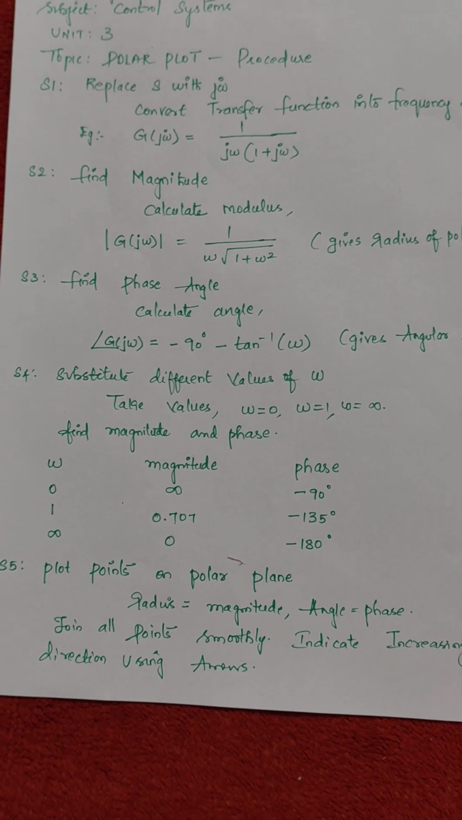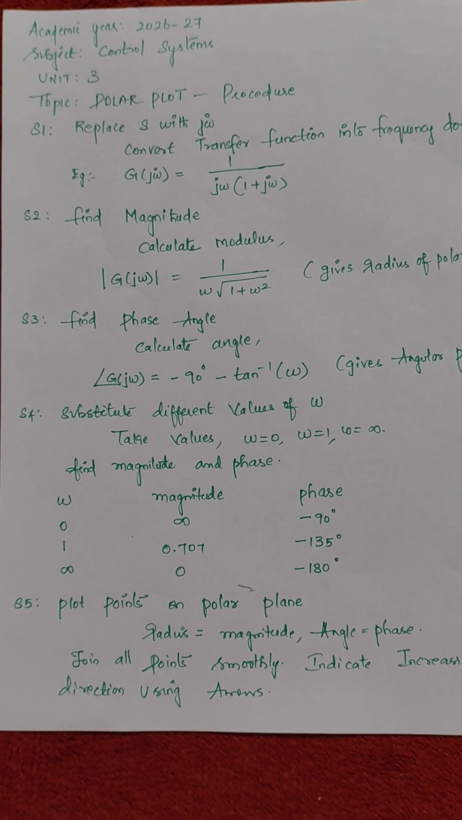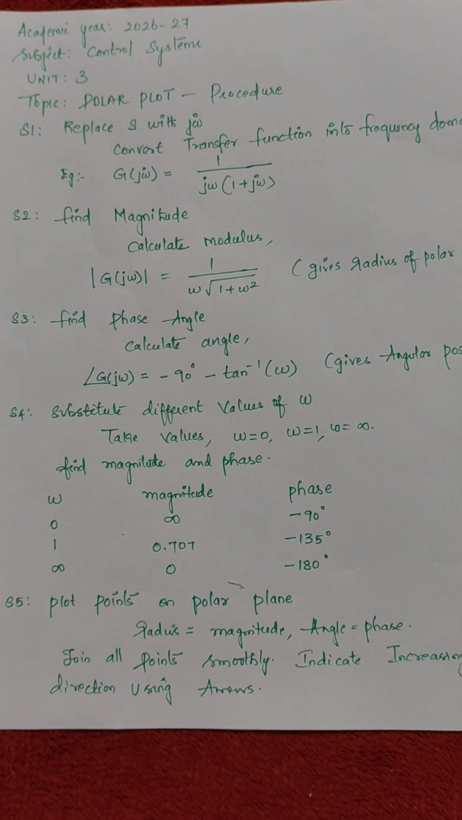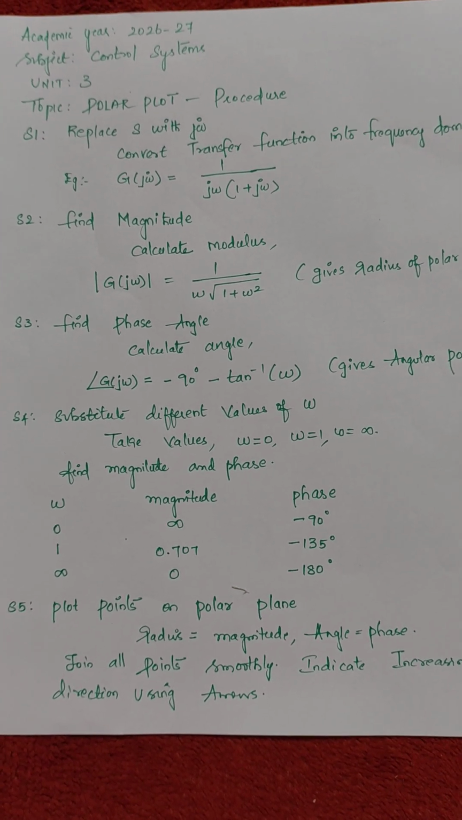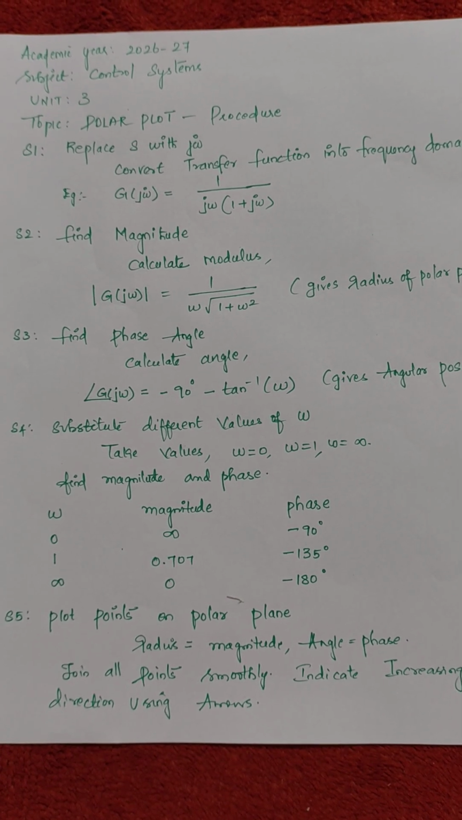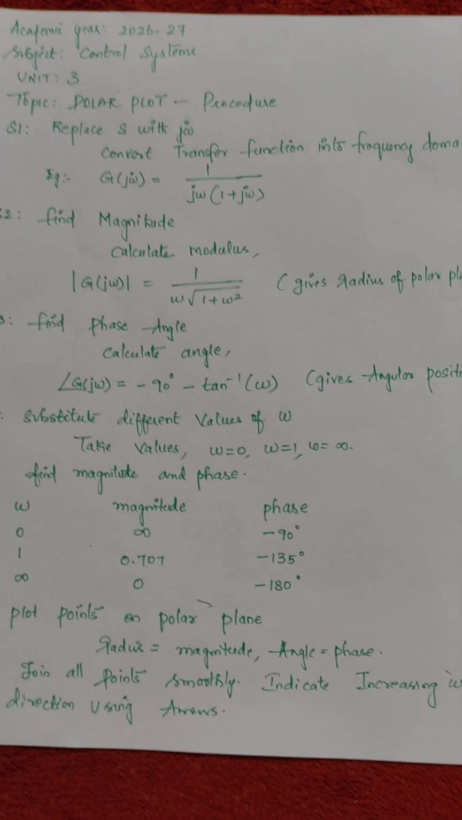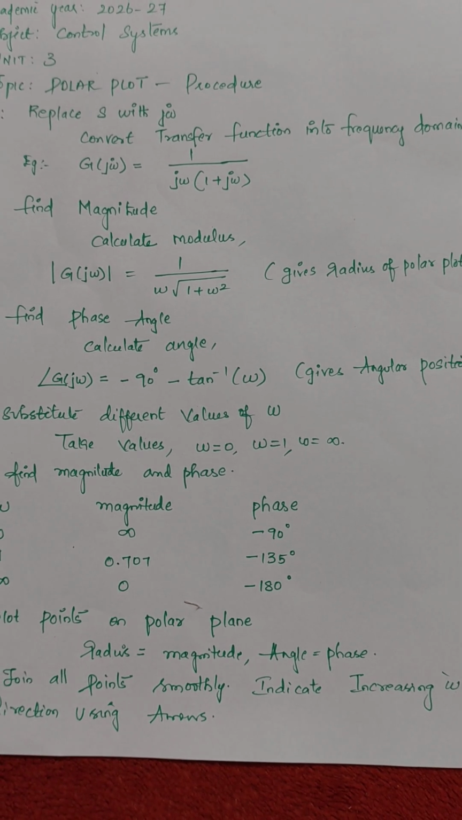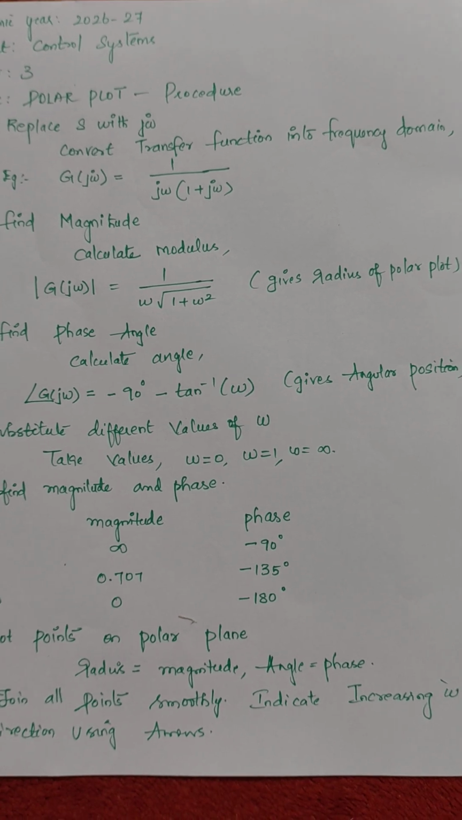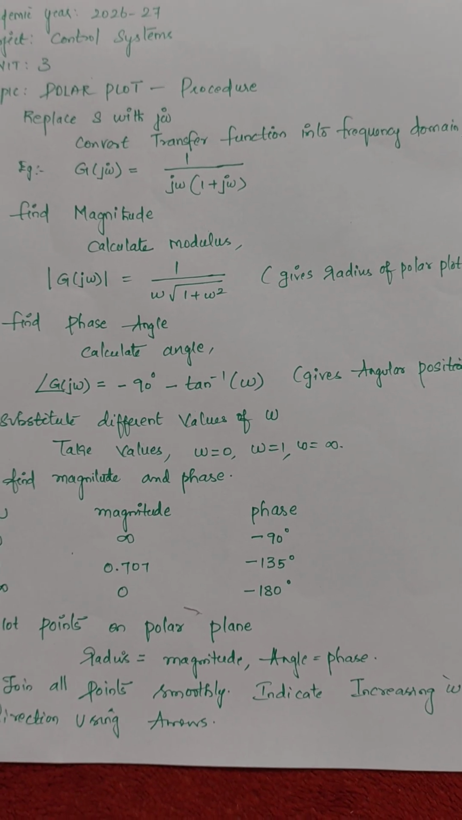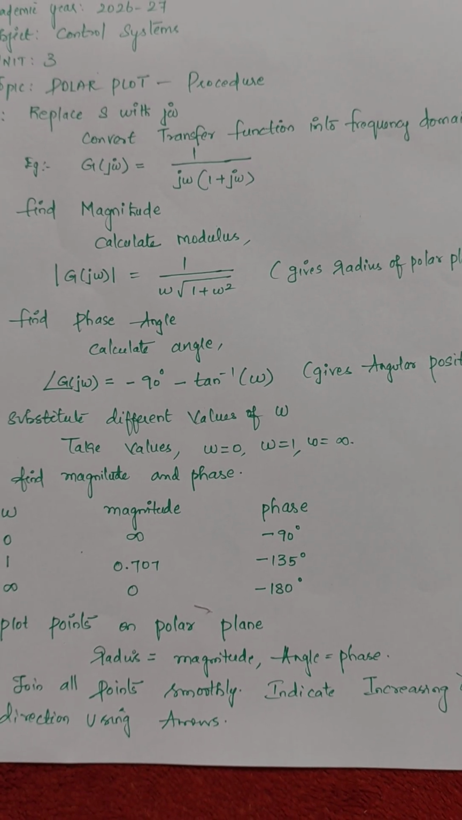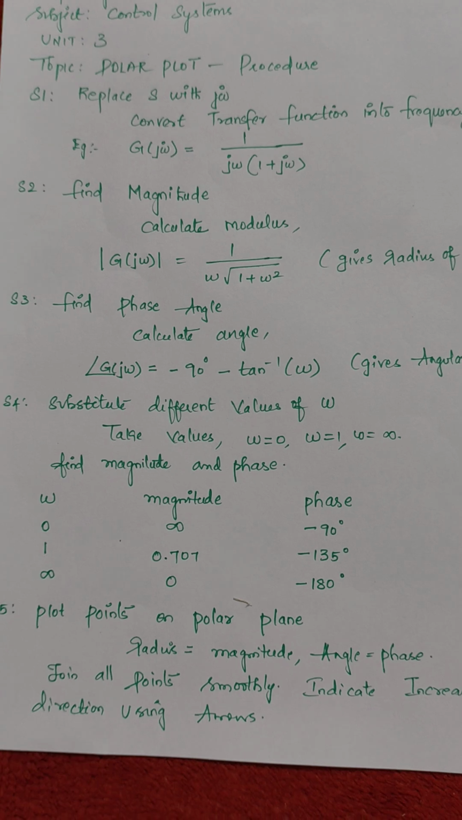Step 2: find the magnitude. So calculate the modulus of G of j omega. When you take the modulus of G of j omega, you get 1 divided by omega root of 1 plus omega square. It gives the radius of the polar plot. So I take the modulus, find the magnitude, and I get the radius. That is 1 divided by omega root of 1 plus omega square. So step number 2 is to find the magnitude.